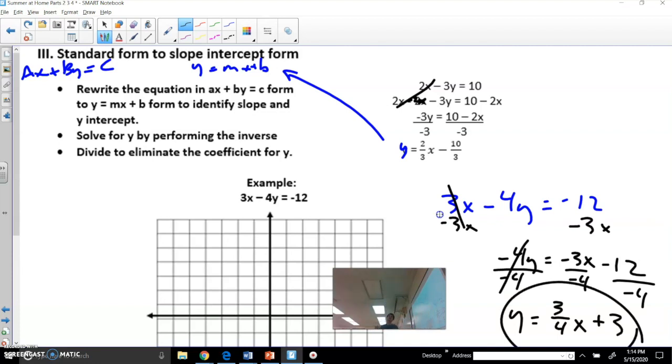So now let's graph that on our coordinate plane here, starting with the y-intercept of 3. 3 would be that very first point that we want to plot on the y-axis.